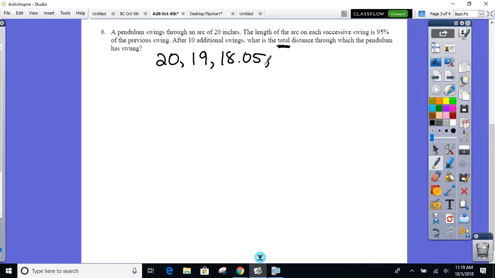Okay, total meaning I need the sum formula. Well, is this geometric or arithmetic? What do you guys keep pressing on your calculator? Times, times. So this is what type of sequence? Geometric, so I need the geometric sum formula from the formula sheet.